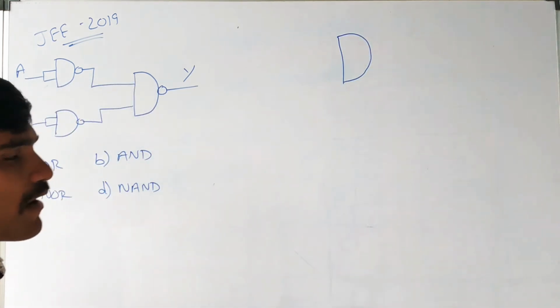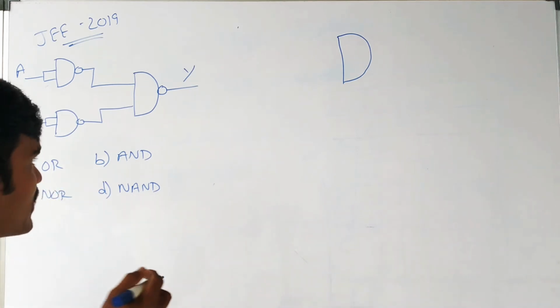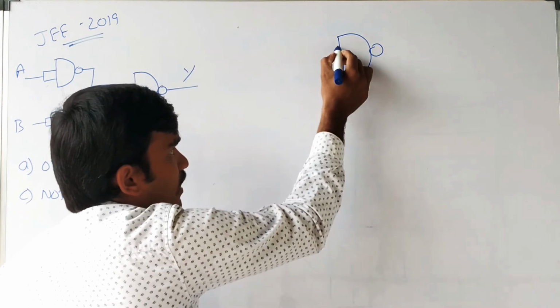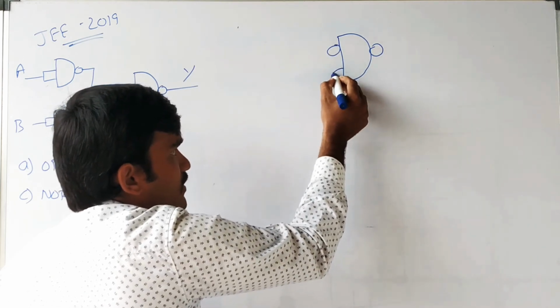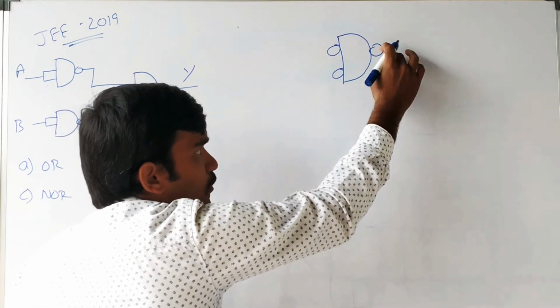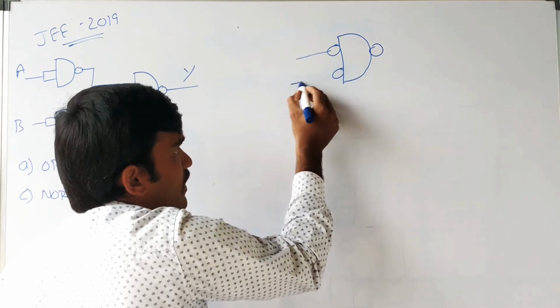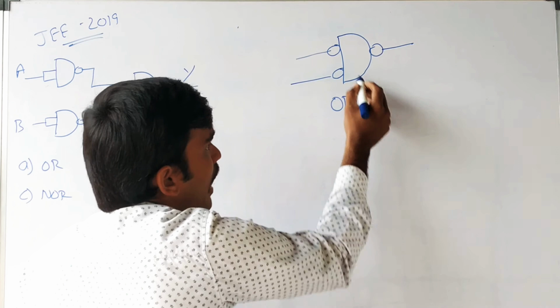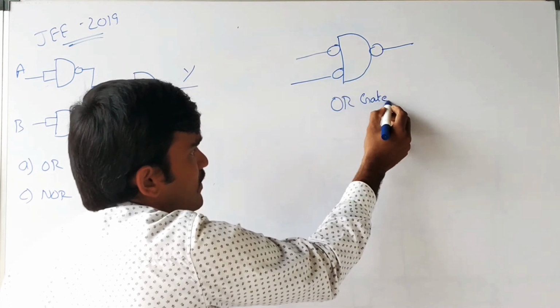A bubbled AND gate means both sides have bubbles: the input sides are bubbles and the output side is a bubble. This bubbled AND gate we simply call an OR gate.